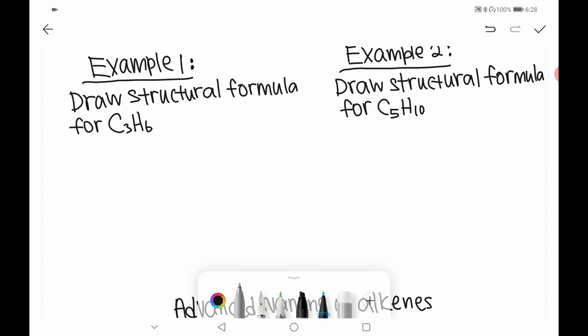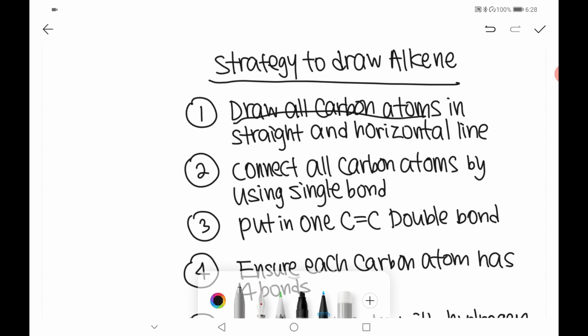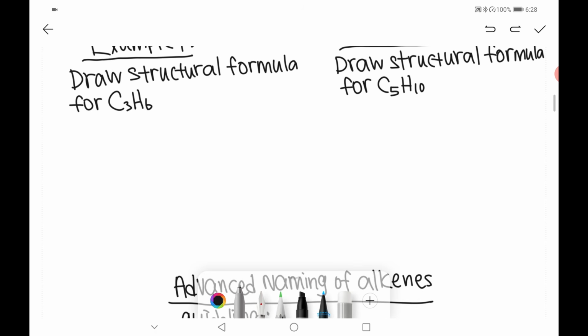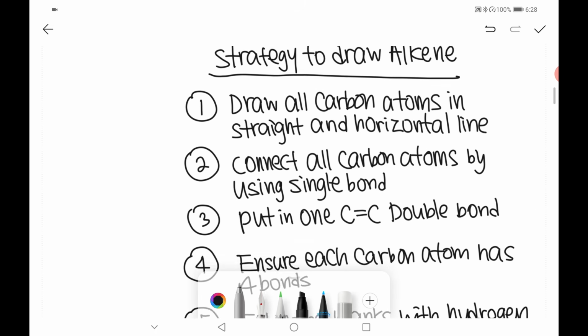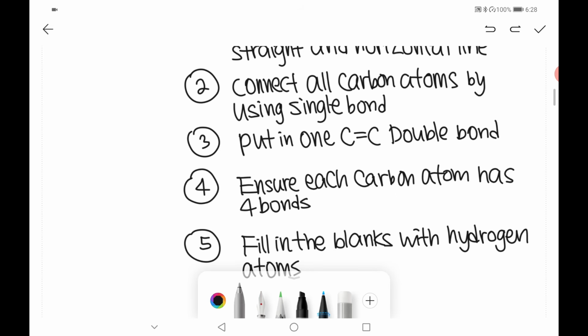So always start with drawing the carbon. As I say, start with drawing all the carbon. We have 3 carbon here, so draw 3 carbon in a straight line: 1, 2, and 3. Join all the carbon together by single bonds first. After that, we know this is alkene. Alkene must have 1 sex organ, the double bond.